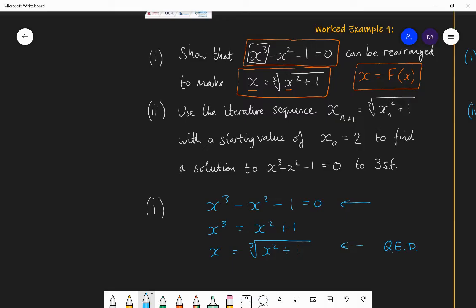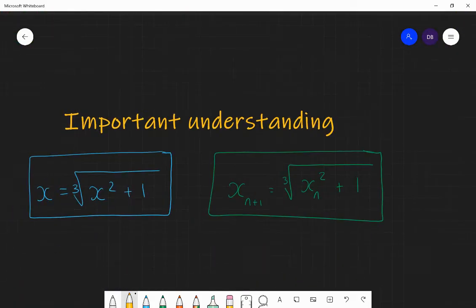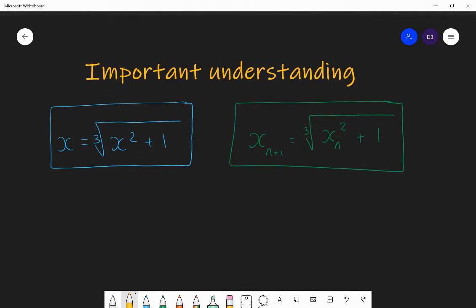Okay, now the next part of the question has some scary looking algebra there. Well, it's not so scary if you have done some recursive algebra before, recurrence relations. And I'm going to explain what that means now. So, some important understanding of what an iterative function is.